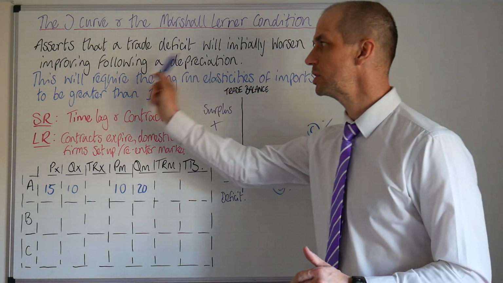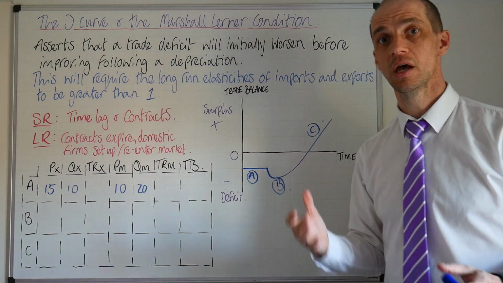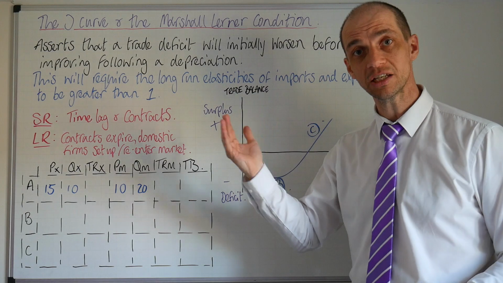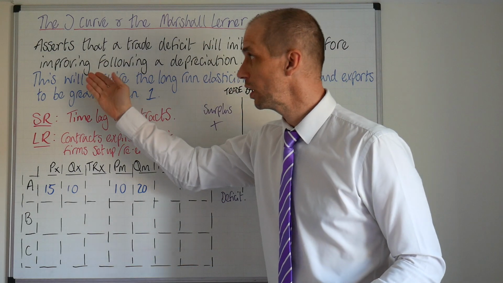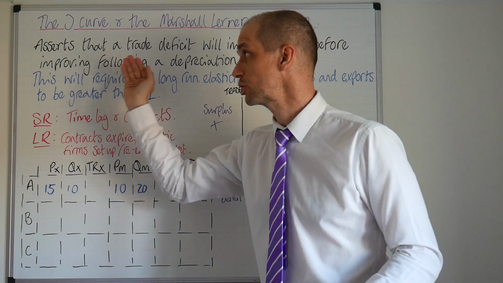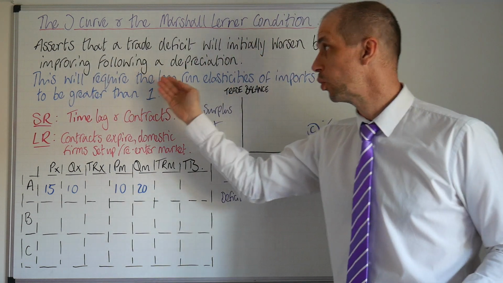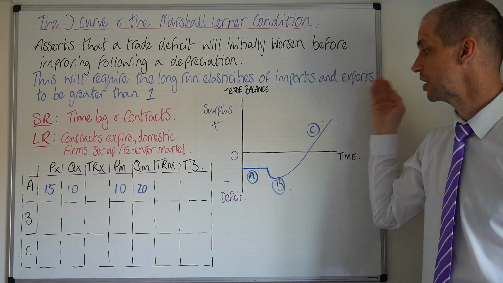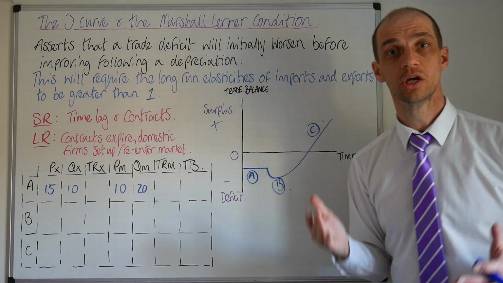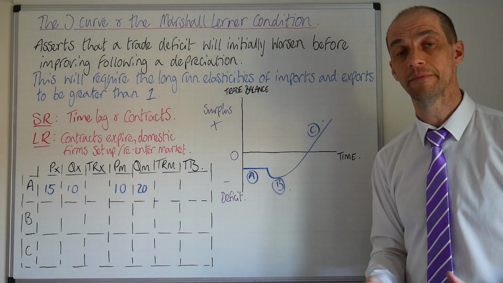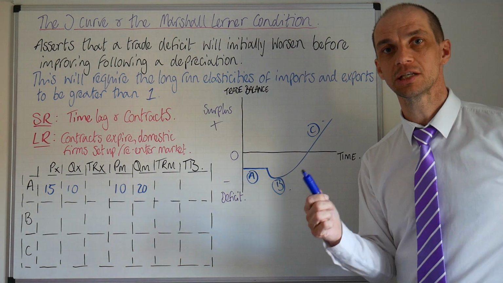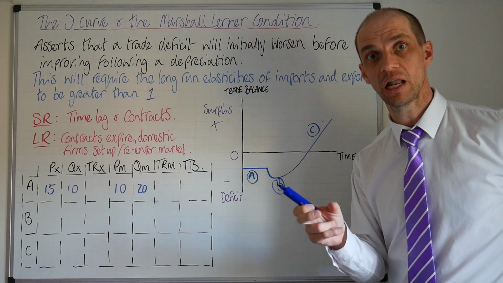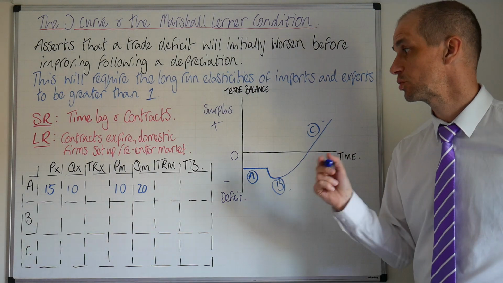Well, it's all to do with the actual elasticities. The elasticities of demand for exports and the elasticities of demand for imports. So for the Marshall-Lerner condition to actually be upheld, it will require the long-run elasticities of imports and exports to be greater than 1. So it will require the sum total of the elasticities of imports and exports to be greater than 1. That's really important.